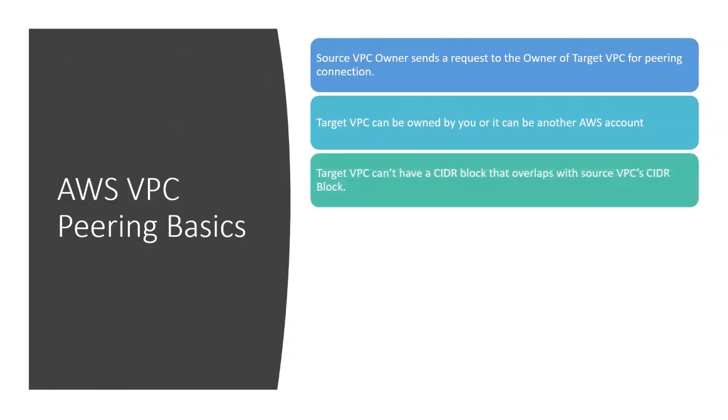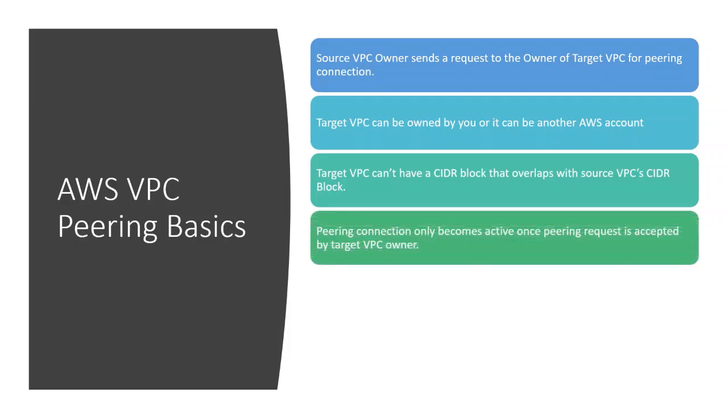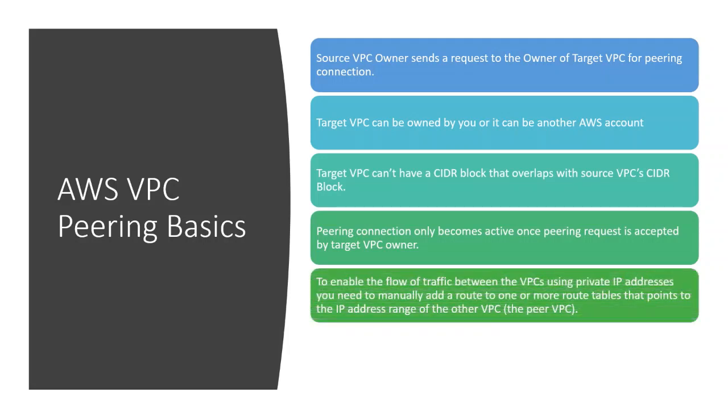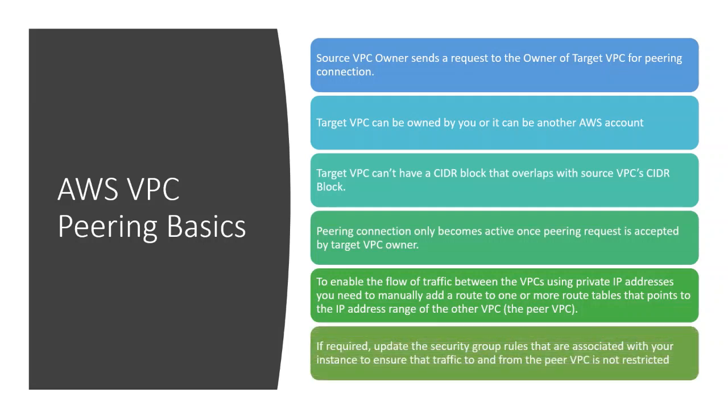Now this is very important: your VPCs cannot have CIDR blocks which overlap or match with each other. So the ranges should be different, and we'll see how. Peering connections only become active once the request is accepted by the target VPC owner. And once that request has been accepted, you also need to modify the route tables so that the traffic can flow between the two VPCs, and we'll see how we can do that. And if required, if the security groups are not set up for a certain kind of network communication, then you also need to tweak the security groups which are protecting the EC2 instances in both of the VPCs.